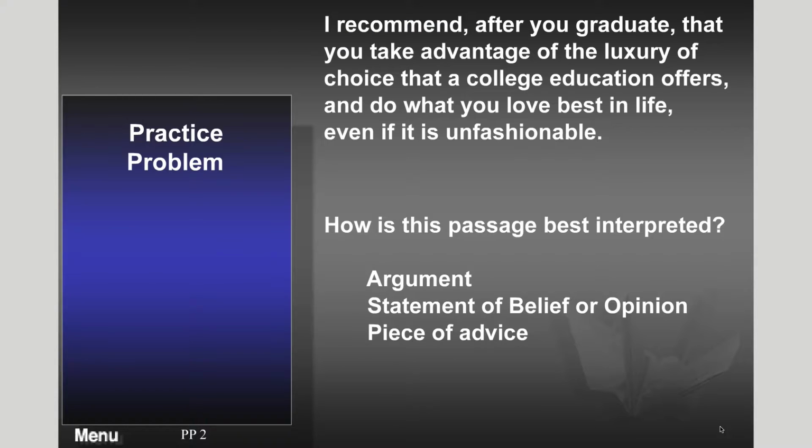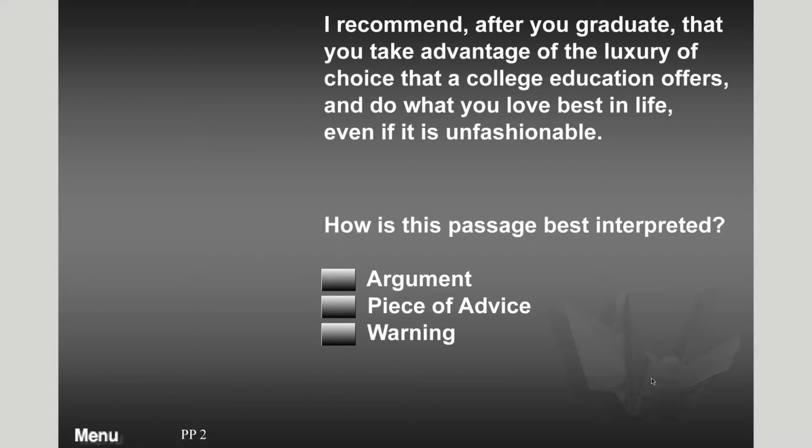I recommend, after you graduate, right? That already sounds like a piece of advice, right? I recommend something: that you take advantage of the luxury of choice that a college education offers and do what you love best in life, even if it is unfashionable. So how is this passage best interpreted? Is it an argument, a piece of advice, or a warning?